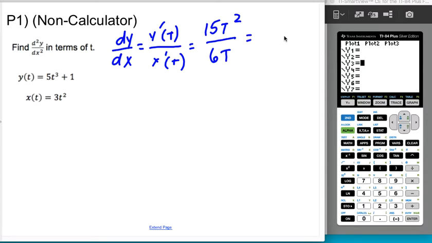I would suggest that you cancel a t so that you don't have to do the quotient rule, and I'd suggest that you cancel a 3 because it just makes your life a little bit easier, right? So I'd make this a 5 halves t essentially, right?